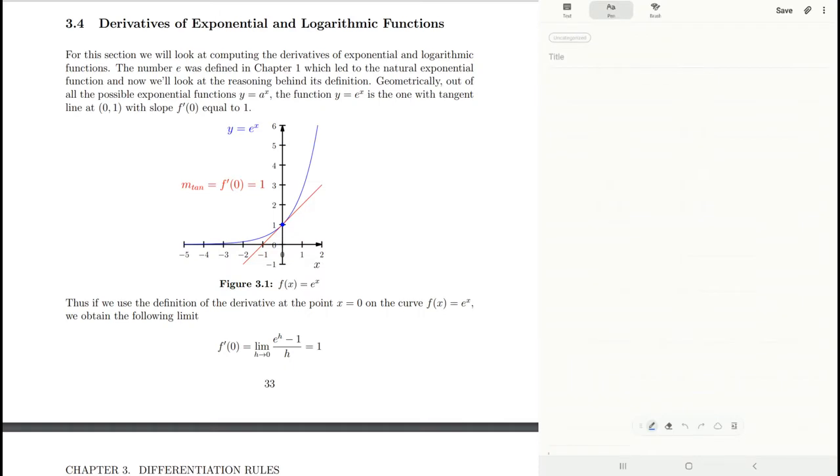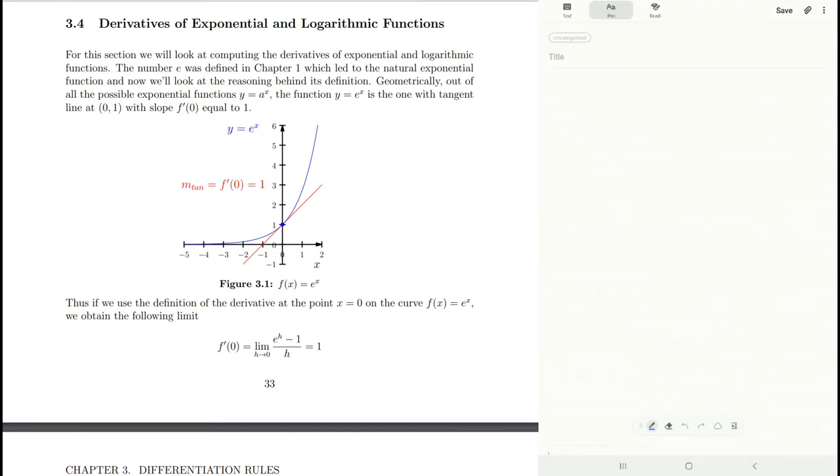Hello everyone, welcome back. In this video, we're going to look at the derivatives of exponential and logarithmic functions. Now back in chapter 1, we defined the number e, which was approximately 2.7. And now we'll look at the reason why we defined this number e.